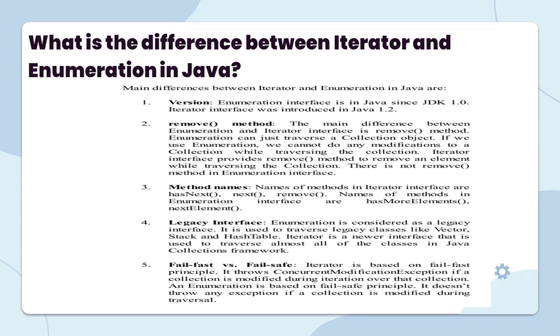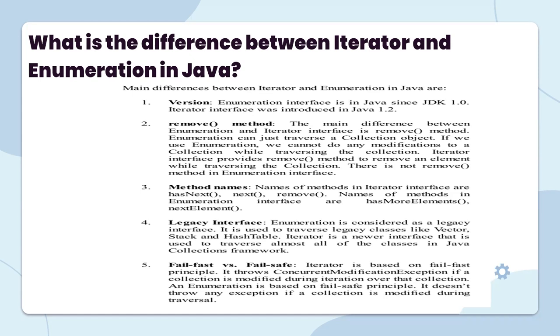What are the method names? The methods in the iterator interface are hasNext, next, and remove, and the methods in the enumeration interface are hasMoreElements and nextElement.